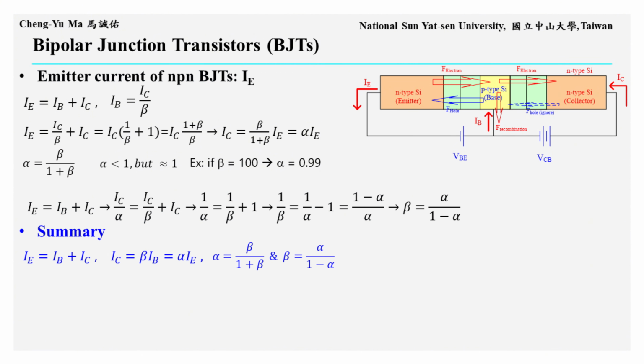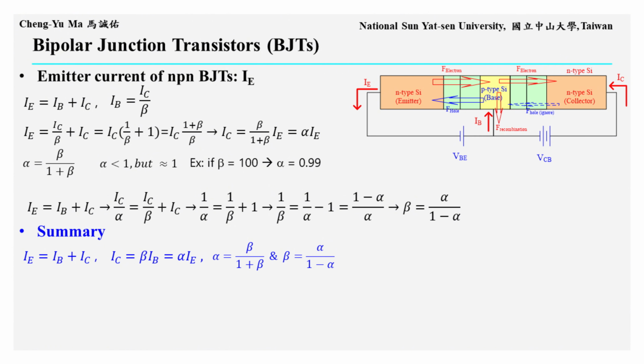To summarize the three-terminal current relationships of an NPN BJT, IE equals IB plus IC. Also, IC equals beta times IB, and IC equals alpha times IE. The two gain parameters are related by alpha equals beta divided by 1 plus beta, and beta equals alpha divided by 1 minus alpha.